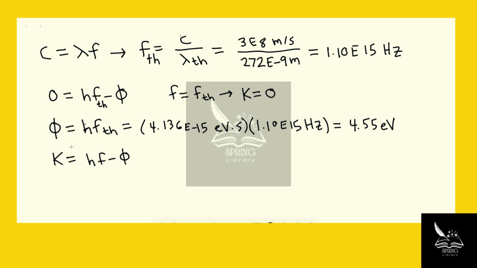It is the 1.45 e to the 15 hertz that was given at the beginning of the problem. So we can now numerically determine K. And it would probably be best to do this in electron volts, using Planck's constant as before, using the given frequency as before, 1.45 e to the 15 hertz.